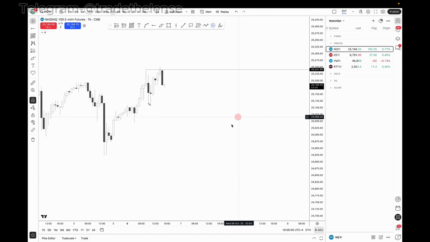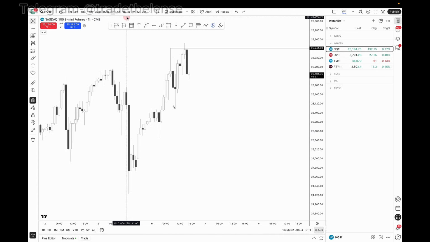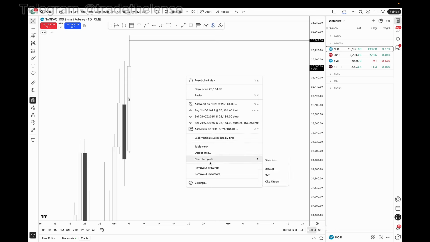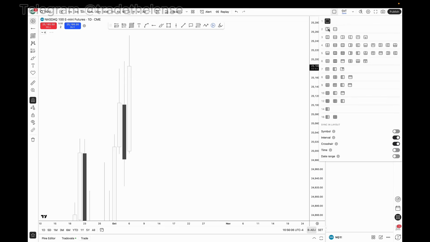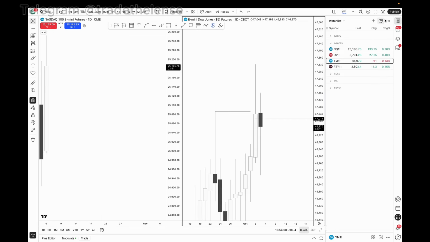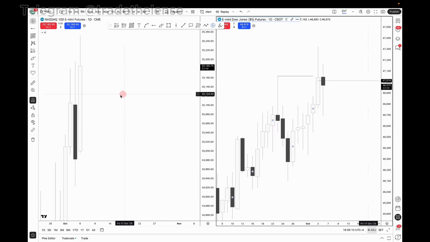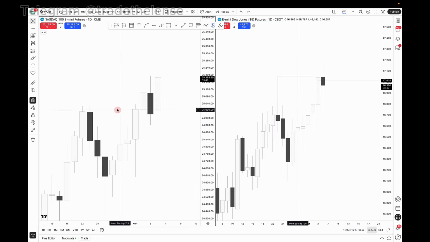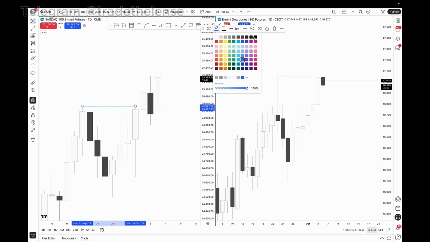Guys, I'm going to be covering my trades today. Let's first start on the daily. So let's go ahead and compare Dow to NQ. If you look at Friday, we saw that NQ was the first to take up this high.